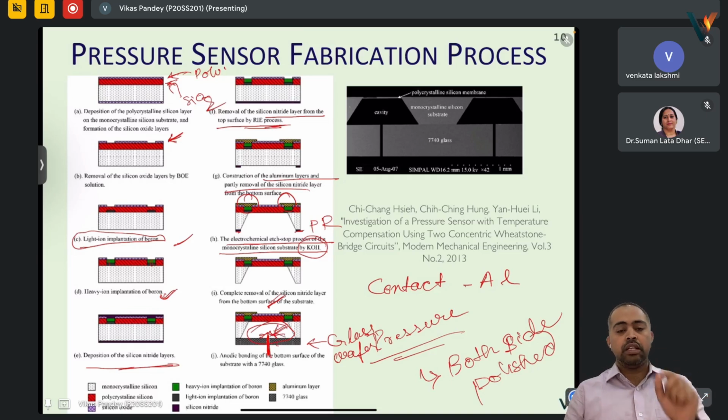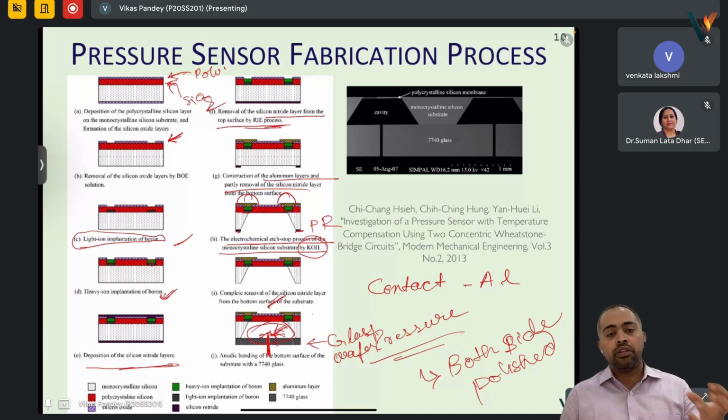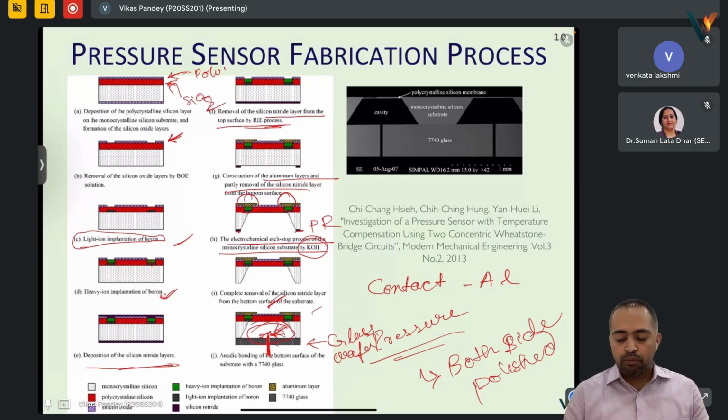Inside we can put it. In this case, it will be able to measure the relative or differential pressure, but the reference pressure is not fixed, that we will fix according to our need. But in case you want to fix it, you will have to put that fixed pressure inside this cavity.